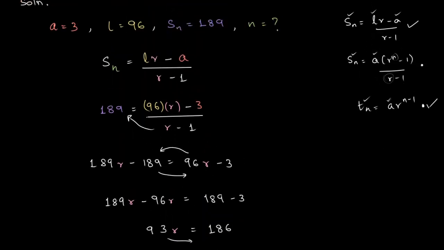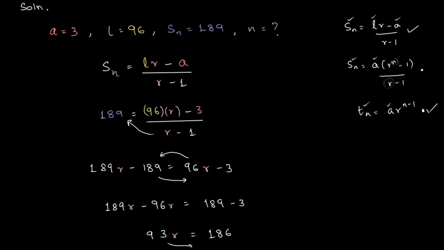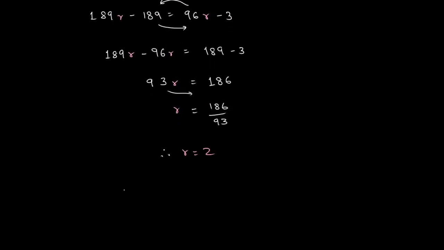So now that I've found the value of R, to find the number of terms in this geometric progression, instead of using the sum of n terms again, I will use the formula for the general term of the geometric progression, right? So I can say let L, the last term, be equal to the nth term, which is equal to, by the formula of the nth term, a into r raised to n minus 1.